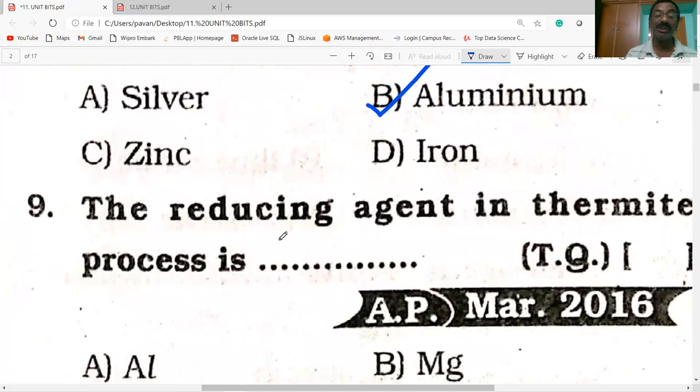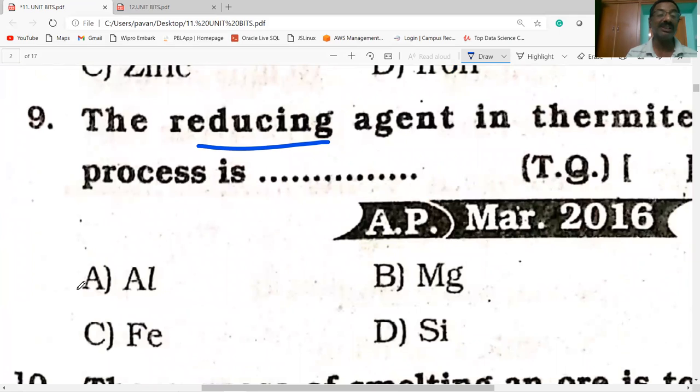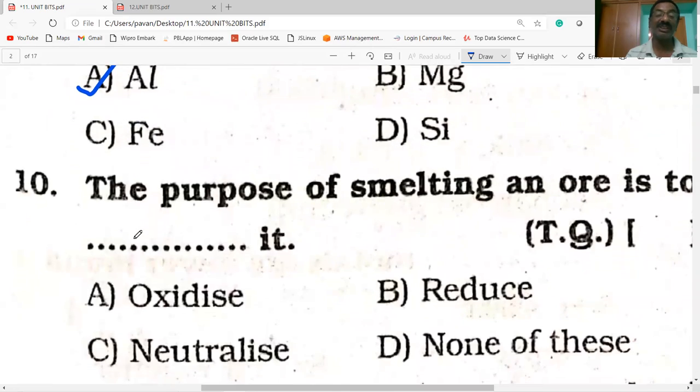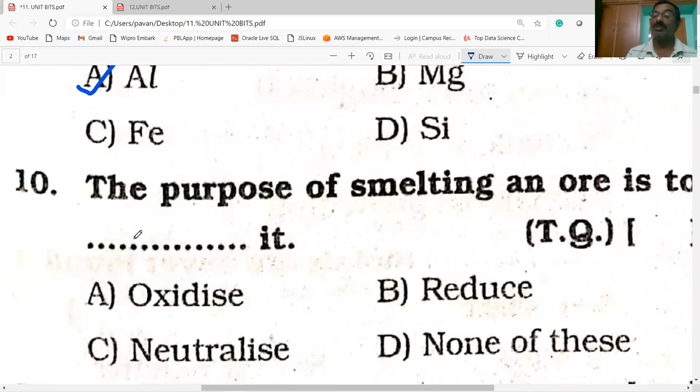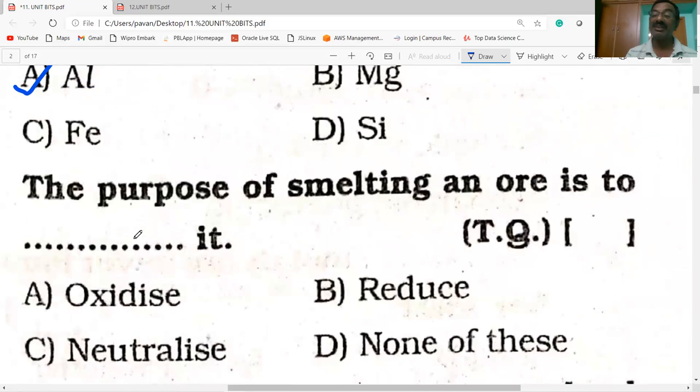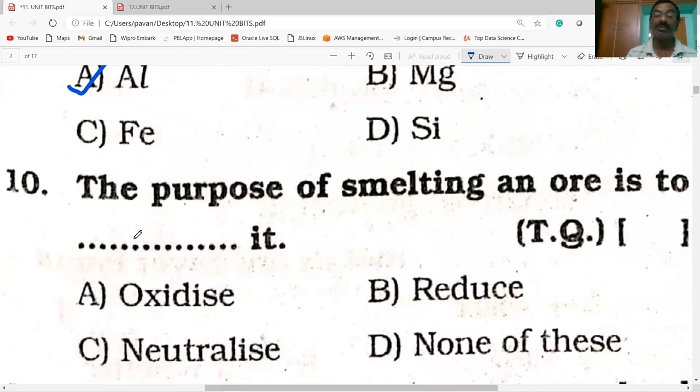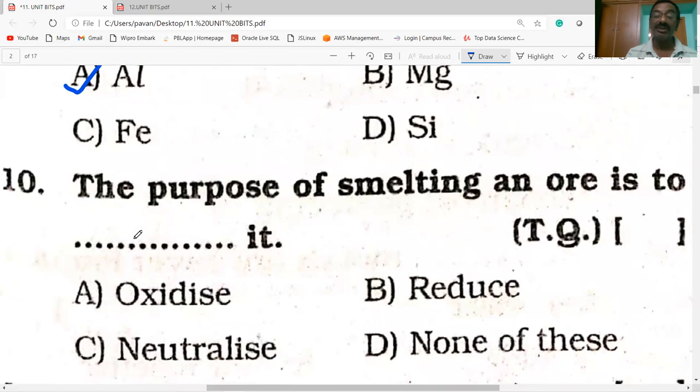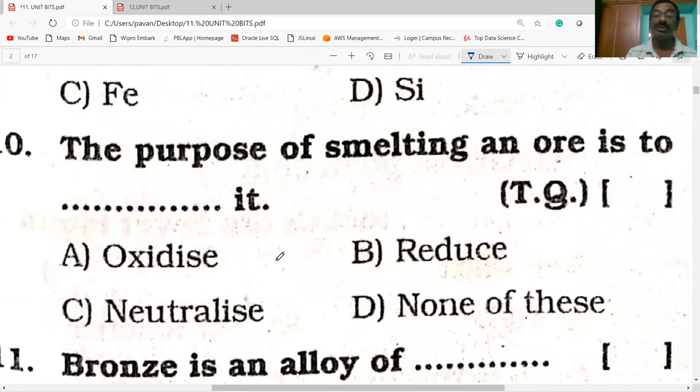Reducing agent in thermite process lo reducing agent ma aluminium is the reducing agent, hence it is known as aluminothermite process. The purpose of smelting an ore is to dash. Smelting is the process to reduce ma, reduce anamata.